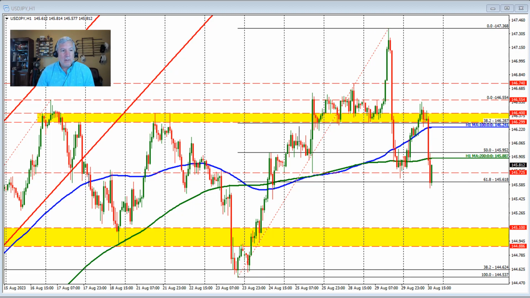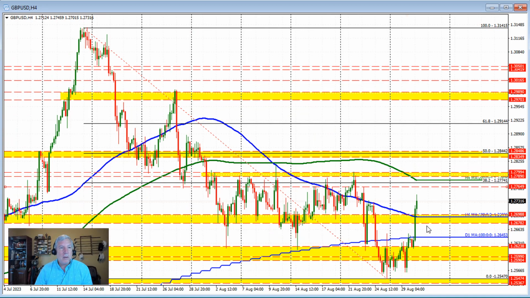So for traders, the risk level for sellers, and the sellers are more in control, is a move back above these two technical levels at 145.88 to 145.95. As long as the price can remain below those levels, the sellers remain more in control. Getting back below the 61.8% retracement is still needed on the downside at 145.618 to increase the bearish bias from that perspective.